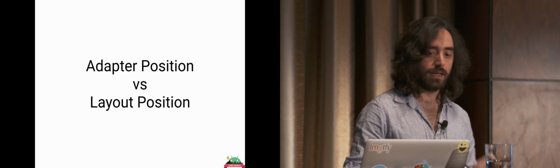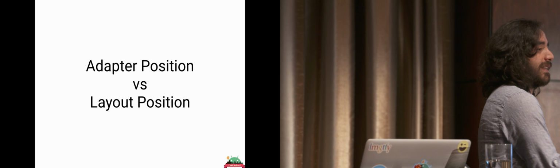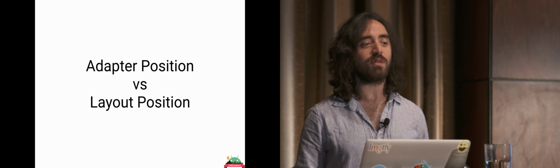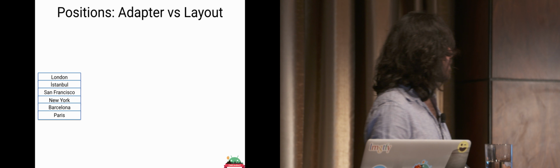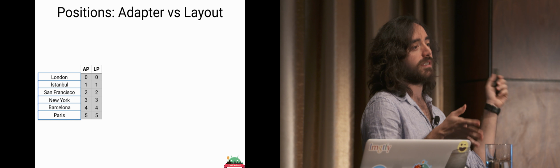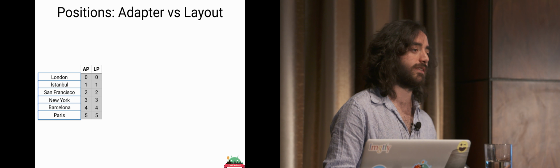And finish. Now another question we get a lot, and someone pro in RecyclerView should know, is what's the difference between an adapter position and a layout position. If there was something like a RecyclerView interview, I would ask this question. So this is a layout, like a list of items. The AP stands for adapter position, LP stands for layout position. And they're actually the same most of the time.